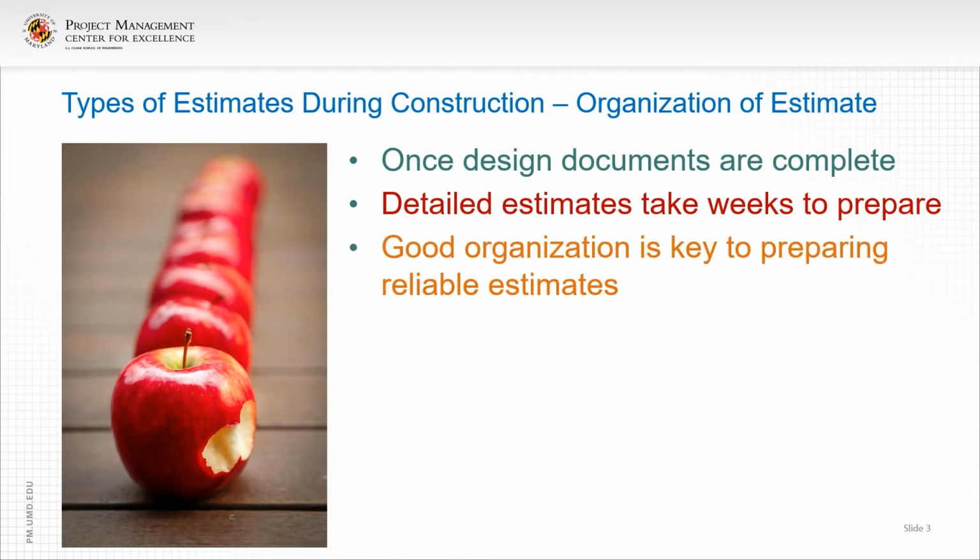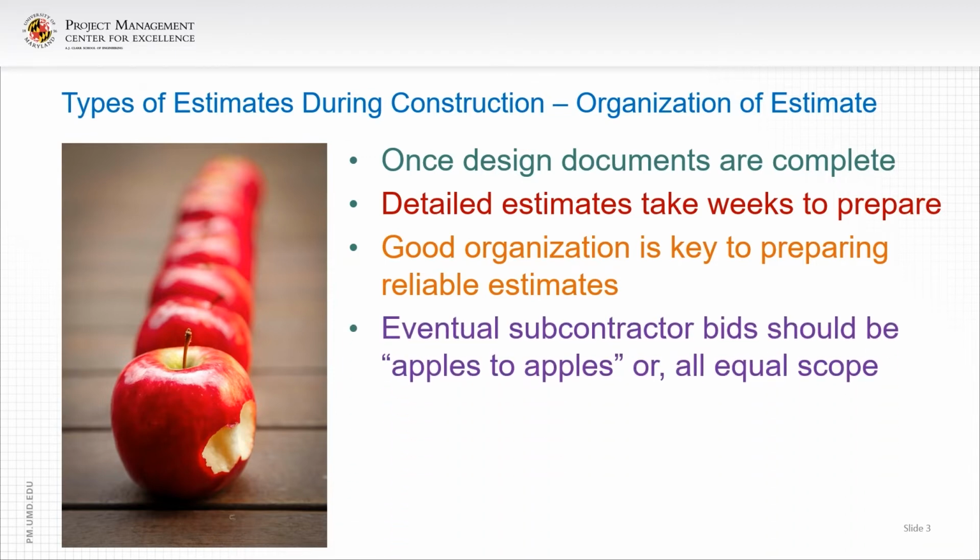Good organization is key to preparing reliable estimates and avoiding mistakes. Preparing a detailed estimate is a complex organizational task. Many people, both inside and outside the company, are involved. Information comes from a variety of sources and must be carefully cataloged. The estimating team's goal is to minimize the number of company hours involved while preparing a competitive estimate. Eventual subcontractor bids should be apples to apples, or all equal scope.